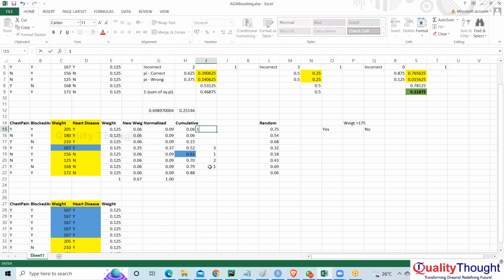Is something wrong here? Yeah, 0.15. The second one should be, I think, 0.15. The formula got wrong. Yeah. One step ahead. So now again we have to do that.